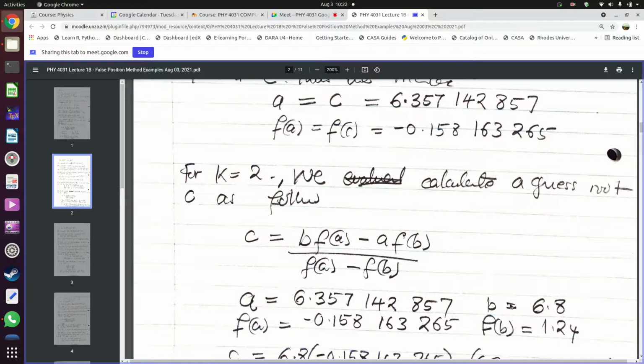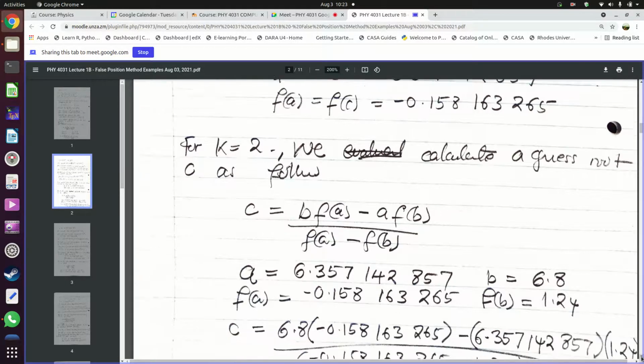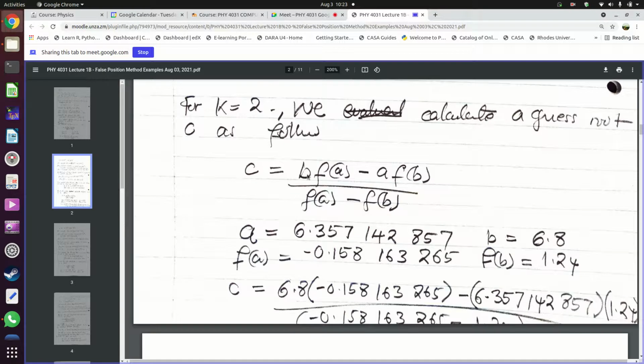That is a good advantage with this method. You only squeeze from one side. The other bit will remain whatever it is. So our B is still 6.8, and our f(B) is still 1.24. The only things changing now are just A and f(A), since you only squeeze from one end. So you put your B there, that's 6.8, and your f(A) is what you have here, minus 0.158163265.